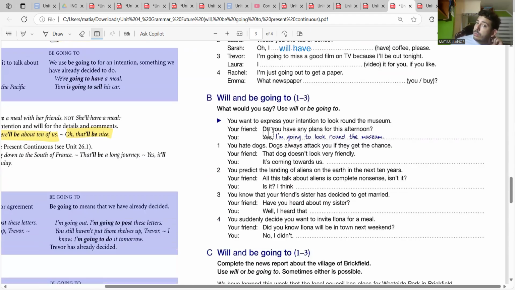Will and be going to. What will you say? Use will or be going to. Here you have to decide. What am I going to use? Am I going for an instant decision, or am I going for a made decision?